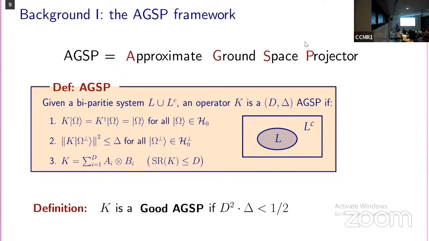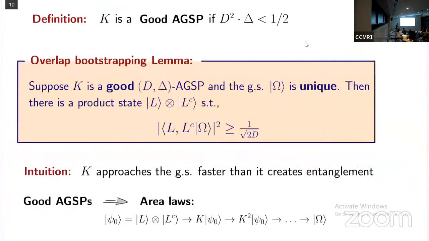And why is that important? It is important because we have a general result for cases where we have a unique ground state, and the general result says that if you manage somehow to construct a good AGSP, you manage to prove an area law. Okay, and the intuition is kind of simple. It comes from this lemma. It is the bootstrapping lemma.